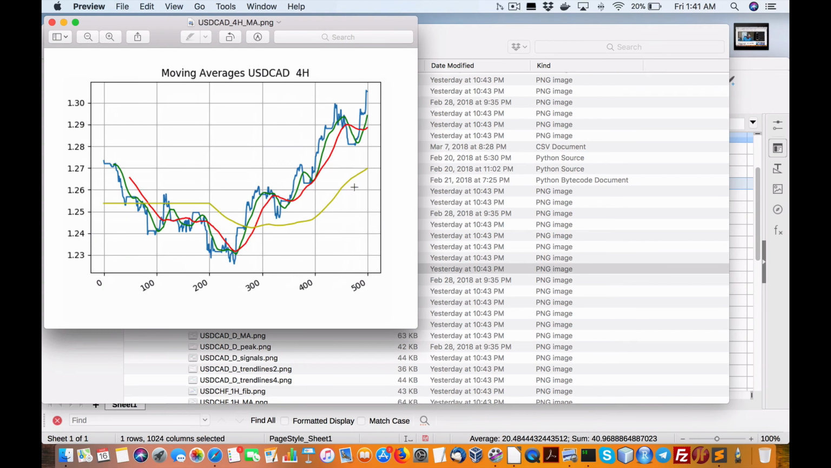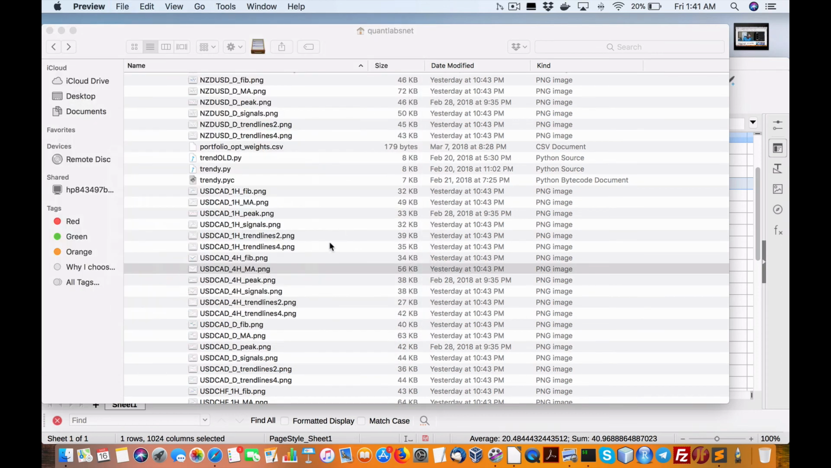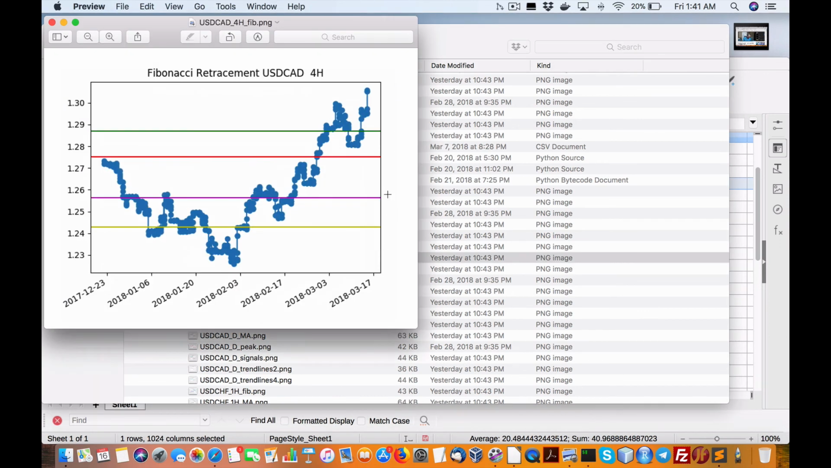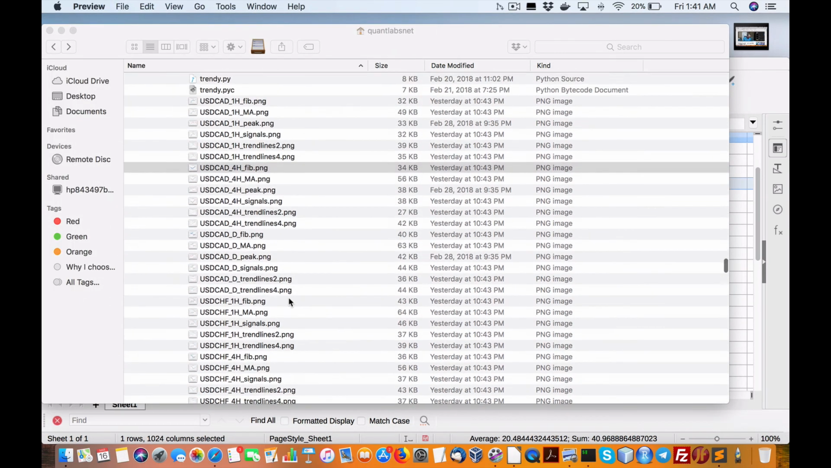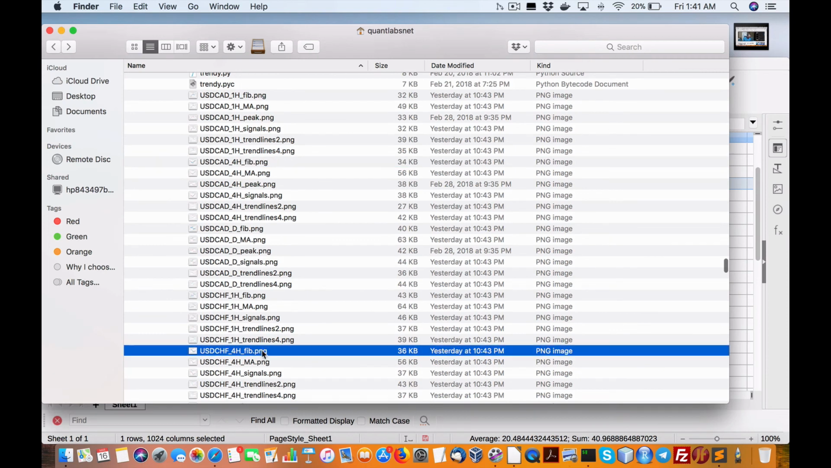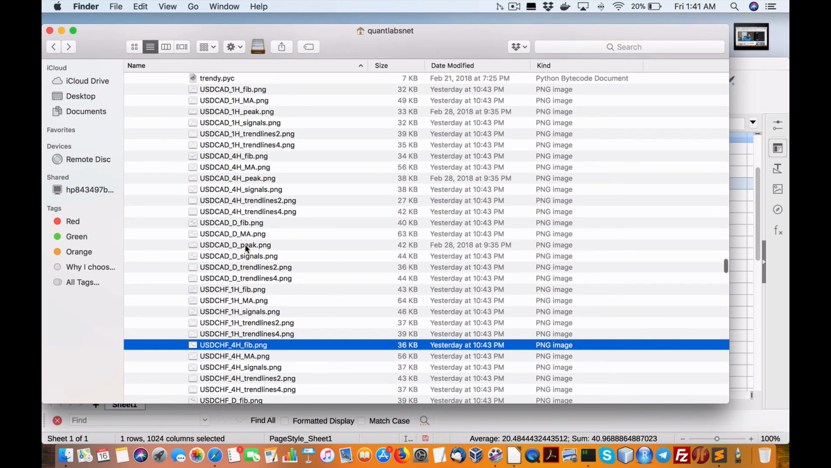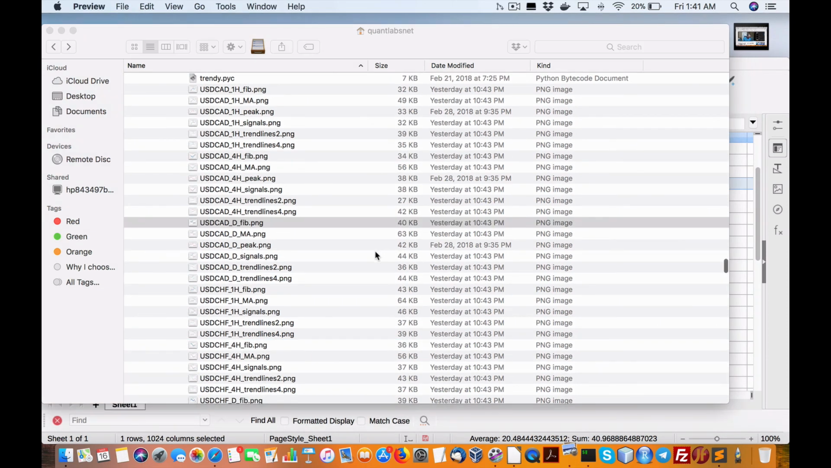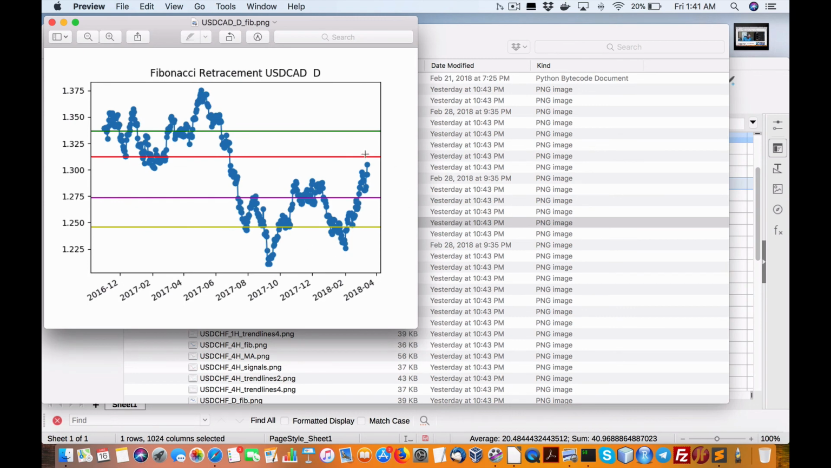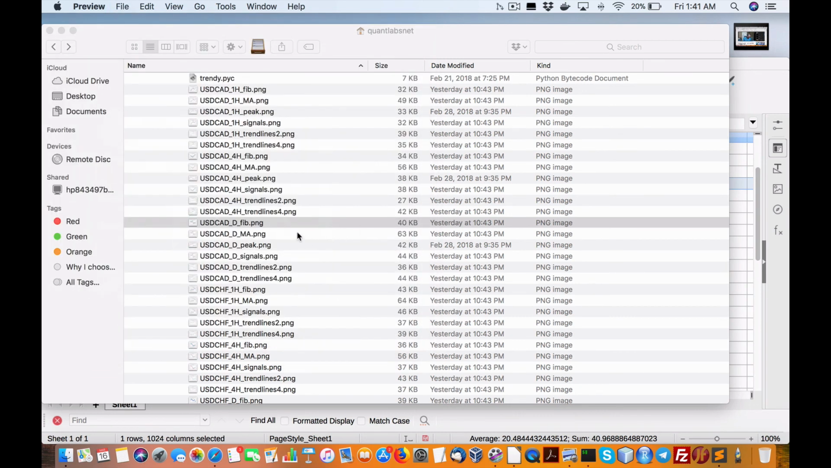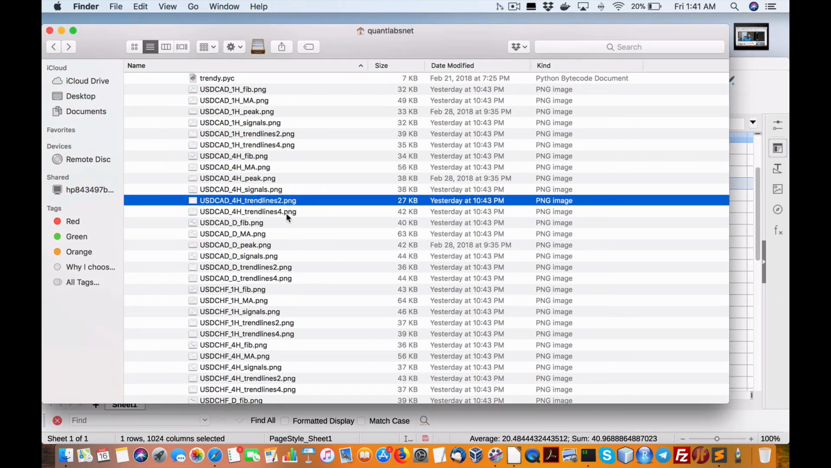You can see here that the 20-day has broken through, so this could be a buying opportunity. What's the Fibonacci saying? Too high. 4-hour Fibonacci. It's right in the zone we want. So this may be something to actually watch.